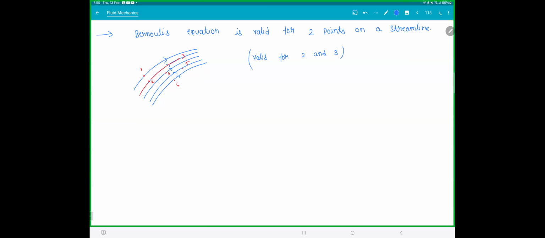So what we do is this. By symmetry, 1 and 2 are identical. By symmetry, 3 and 5 are identical. 2 and 3 it is applicable. Therefore, 1 and 5 we can apply. We say something of that sort and we use it. Clear? But theoretically speaking, you can apply Bernoulli on one streamline. The next one, this is important. This is a modified Bernoulli.